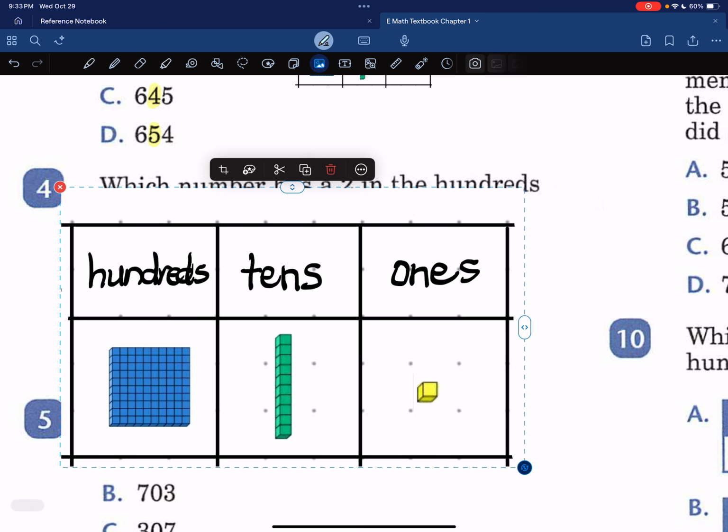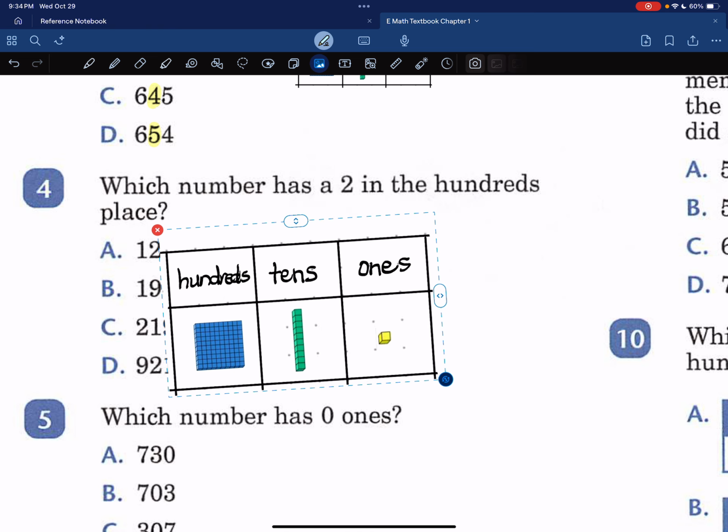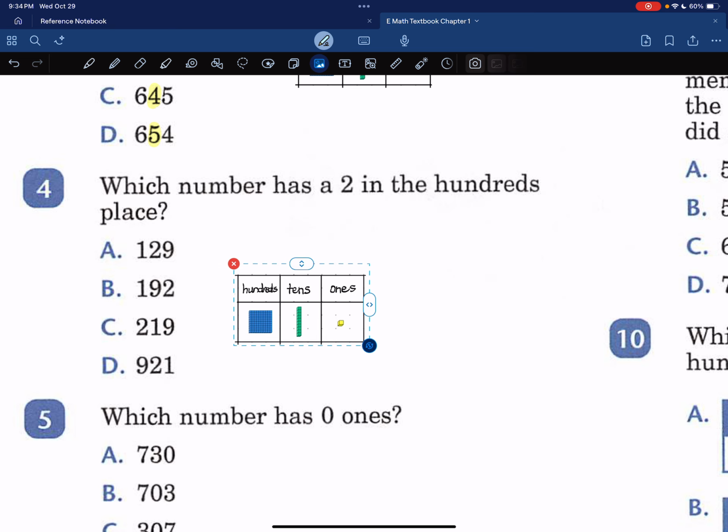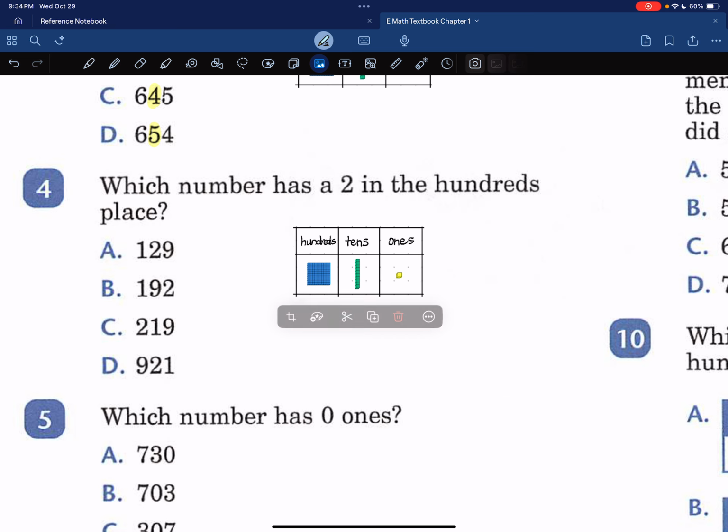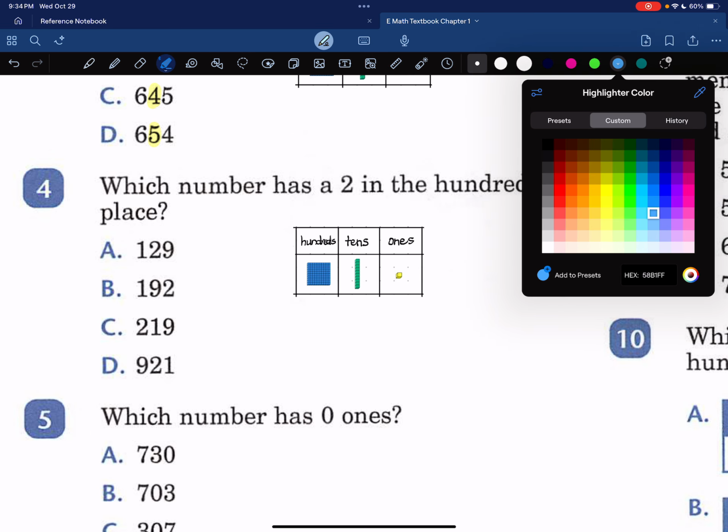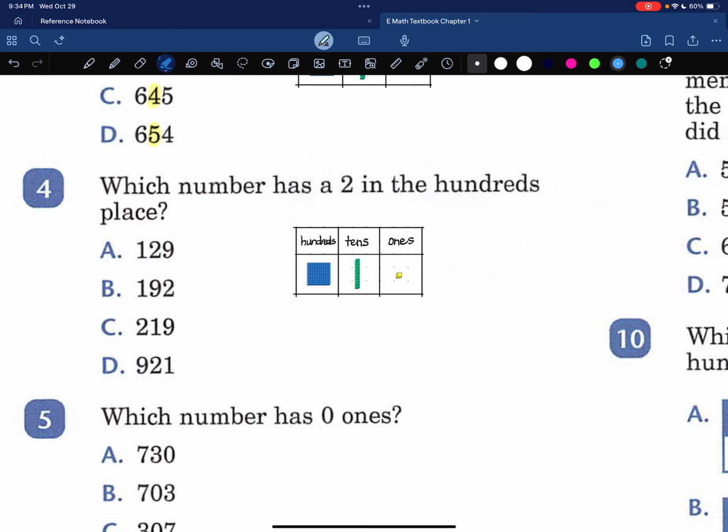Which number has a 2 in the hundreds place? So the hundreds place is the third place from the right. By the way, I would always start counting at the ones. You always start with ones, tens, hundreds. Ones, tens, hundreds. So the hundreds place is the third place from the right. And we want to know which has a 2 in that place. So I like answer C for that one.